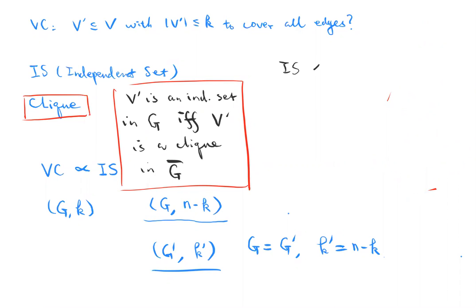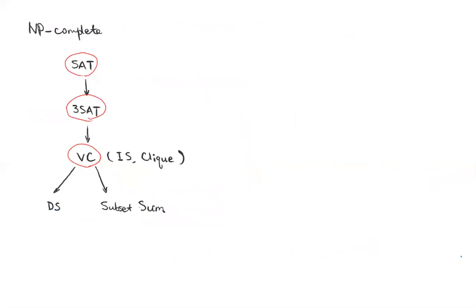Independent set to clique: from G, k, we go to its complement graph, but k is the same value. So that's very simple. Essentially, independent set and clique are the same problem as vertex cover. So going back to the first page, we know these two problems are also NP-complete. Now we have 5 problems in our toolbox, so we can use them as seed problems.